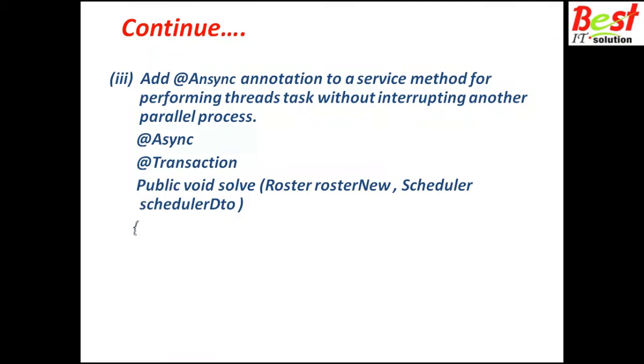For example, @Async, @Transactional, public void, suppose this is the method we need to run parallelly. We need to annotate this method with @Transactional and also @Async, and public void solveRoster with a new SchedulerDTO. So we need to pass a SchedulerDTO object to that public solve method.